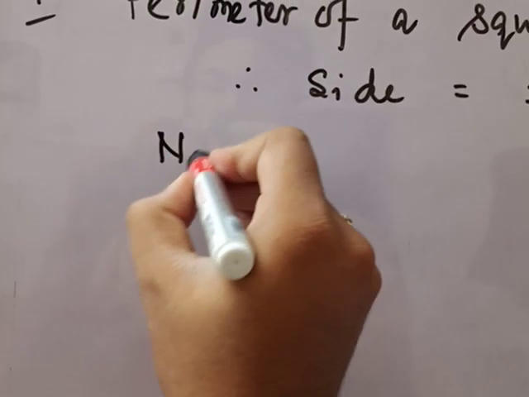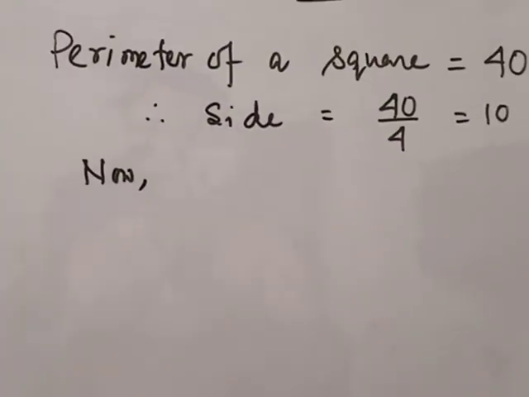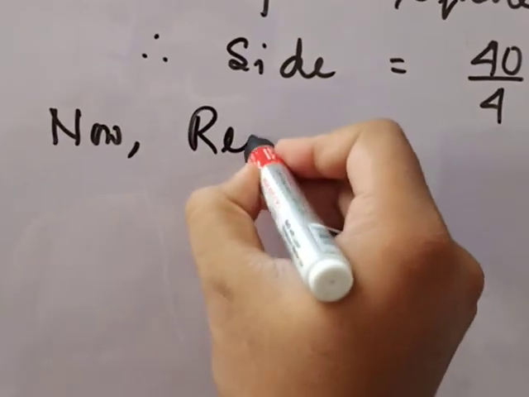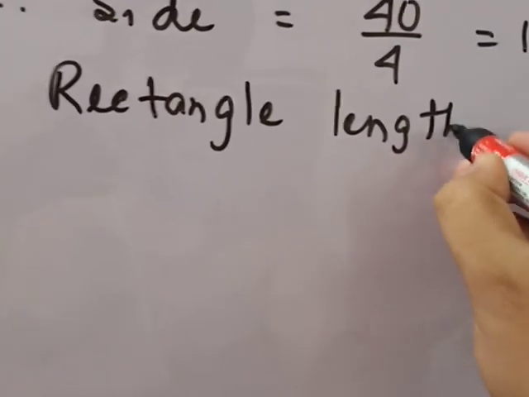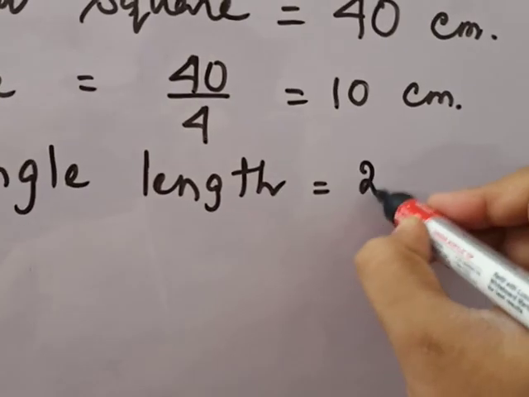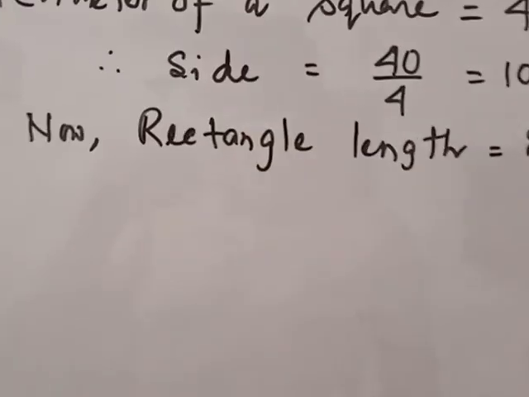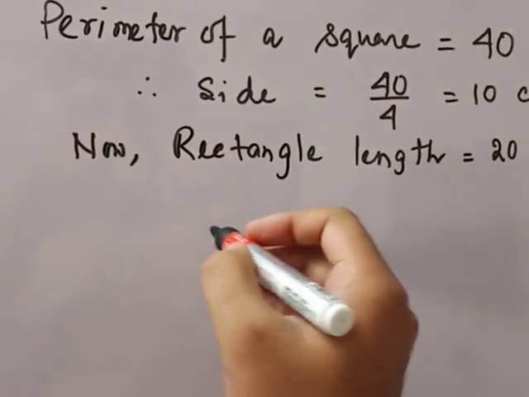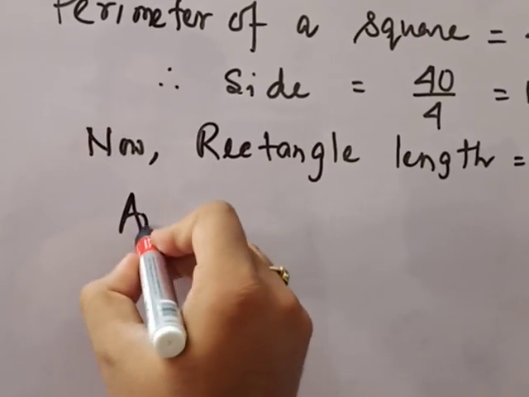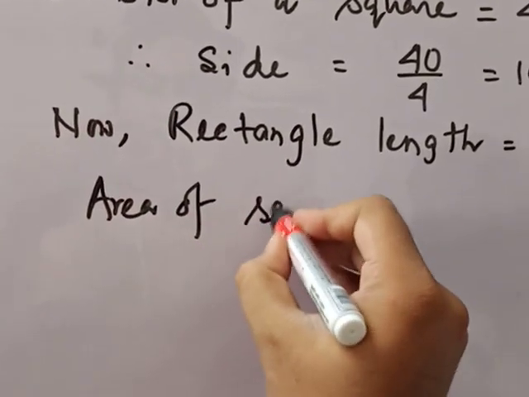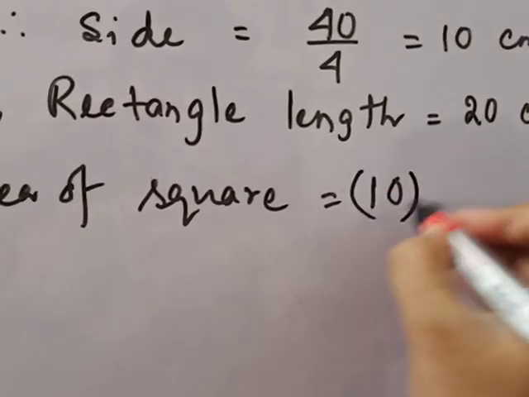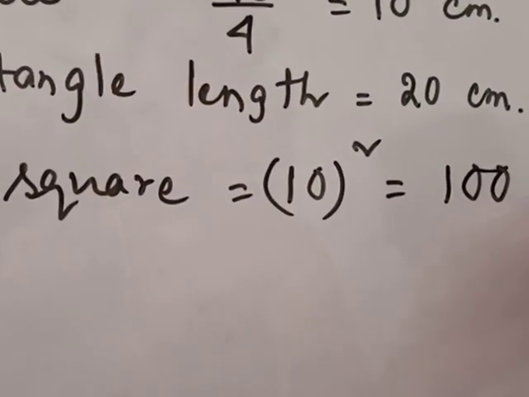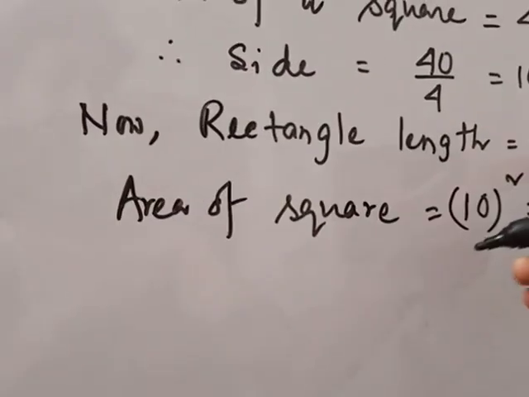Now for the rectangle, length equals the given 20 centimeter, and the area of the square is given. Area of the square equals 10 square, that means 100 centimeter square. Now you have to find the breadth. Length is given, you have to find the breadth.